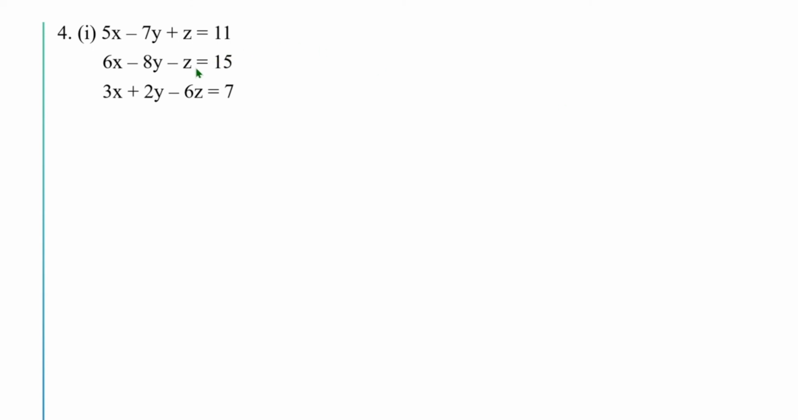The next question, we have 3 equations in 3 unknowns. 5x minus 7y plus z is equal to 11. 6x minus 8y minus z is equal to 15. 3x plus 2y minus 6z is equal to 7. So using Cramer's rule, we have to solve this system of linear equations. So first let us take d is equal to the determinant 5, minus 7, 1, 6, minus 8, minus 1, 3, 2, minus 6.